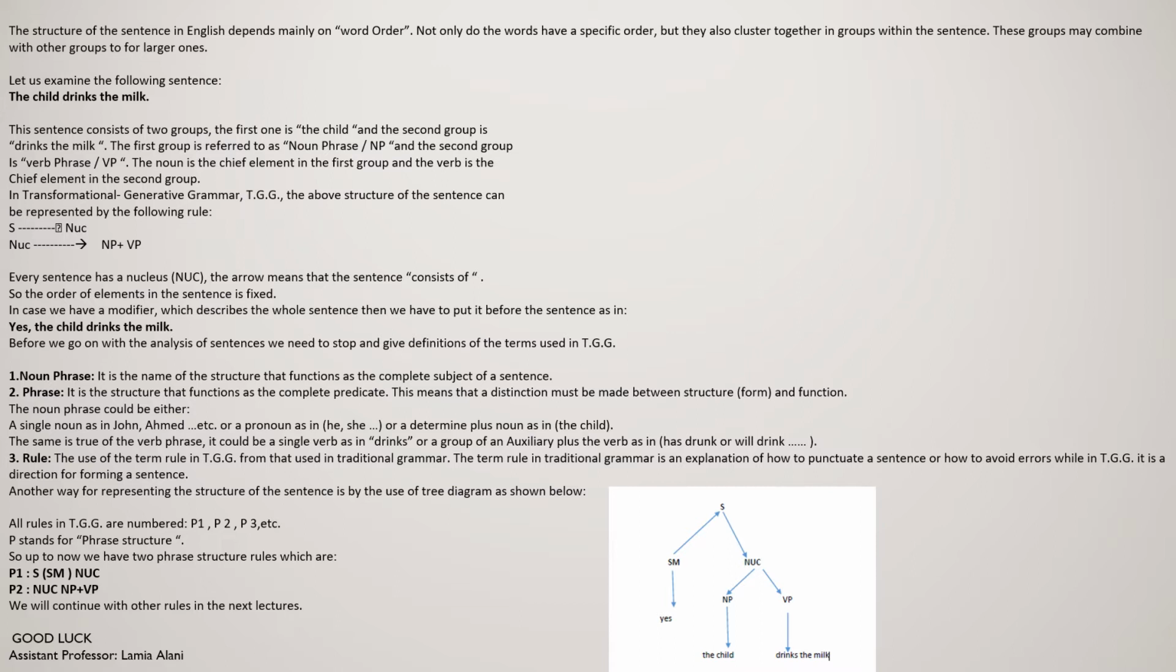The first group is referred to as noun phrase. In transformational generative grammar, they call it noun phrase, not only noun, and we will explain later why. The second group is called verb phrase and not only verb. Why do we call it noun phrase? Because in addition to the noun, we have an article. The noun is the chief element in the first group, and the verb is the chief element in the second group. In transformational generative grammar, and from now on we use TGG as an abbreviation for Transformational Generative Grammar.